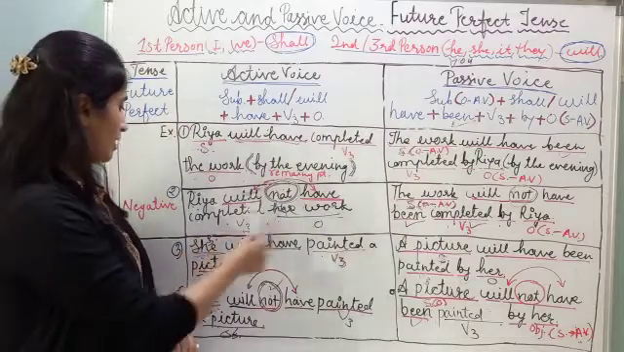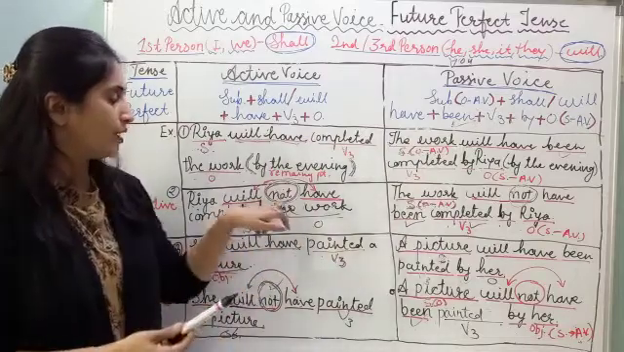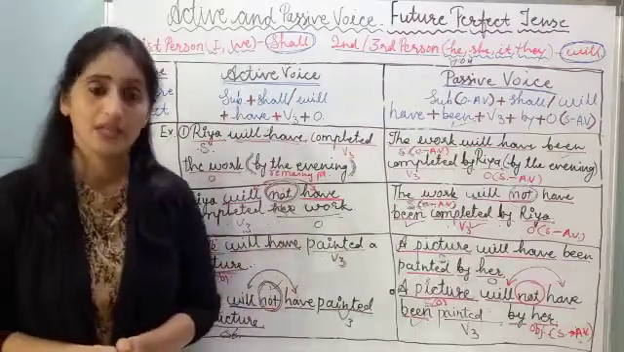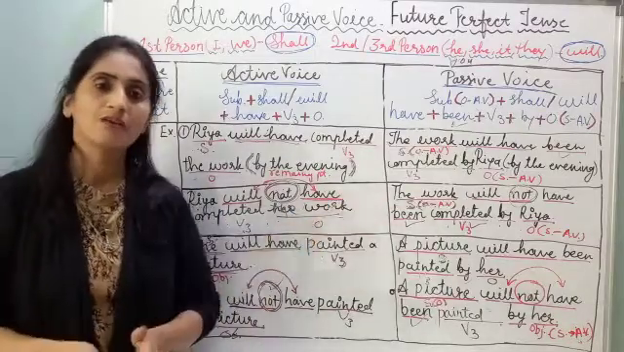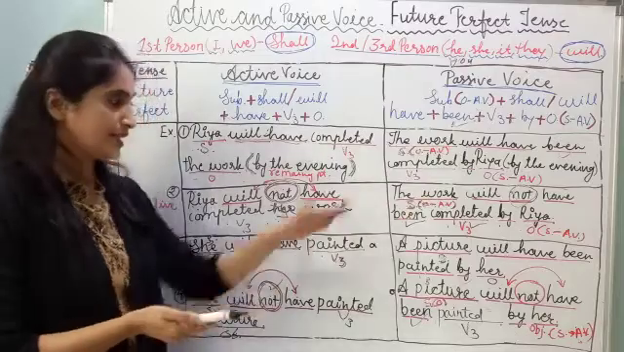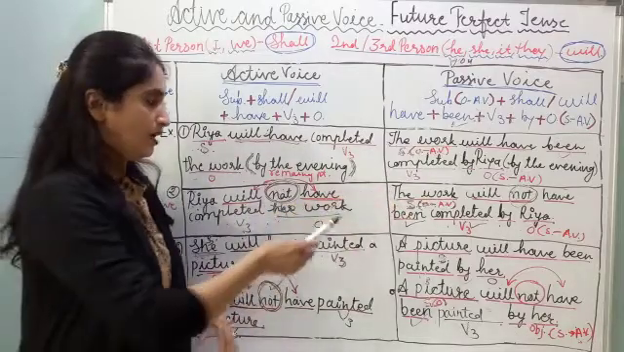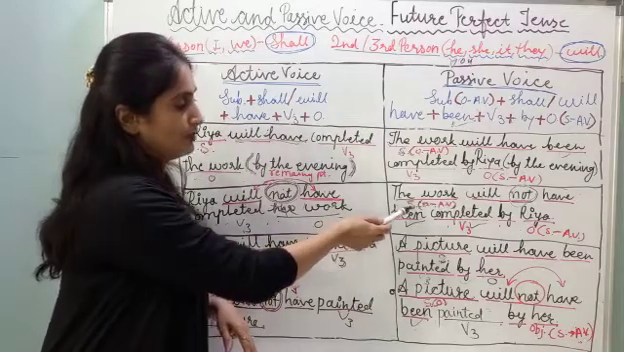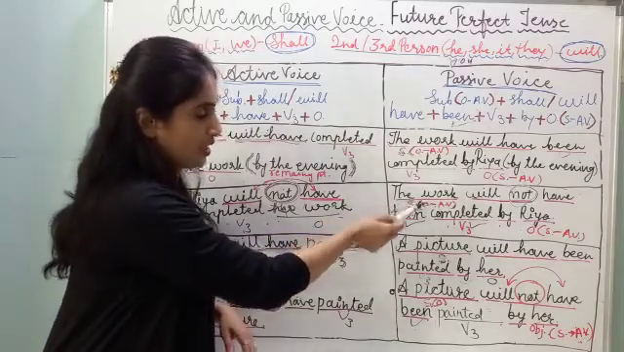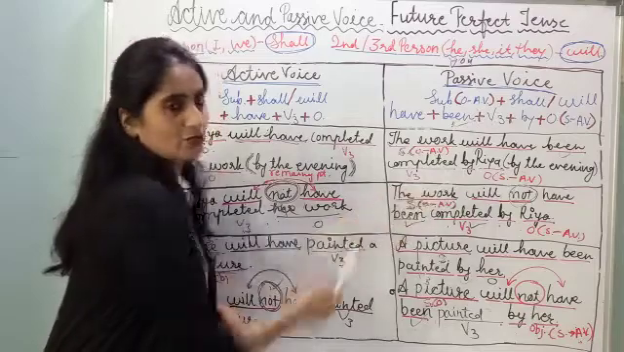Ria will not have completed the work. Because of not, the sentence has become negative. How to convert the negative sentence to passive voice? We have already seen this. In the same way, we are going to do this. The work is the object in this sentence, and so it will be the subject. I have written here subject, and in bracket object in the active voice.